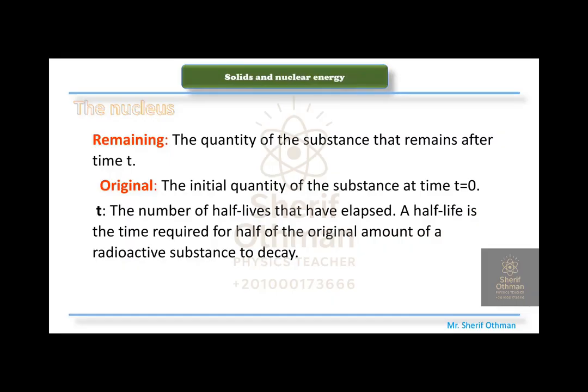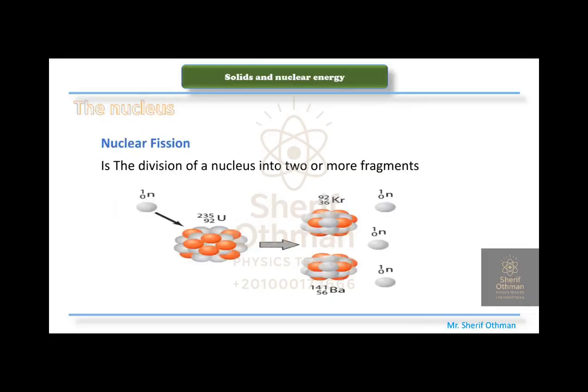Original is the initial quantity of the substance at time equals 0, before it starts the decay. T is the number of half-lives that have elapsed. A half-life is the time required for half of the original amount of a radioactive substance to decay, as we said before.